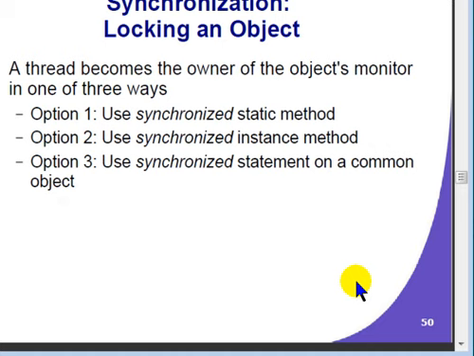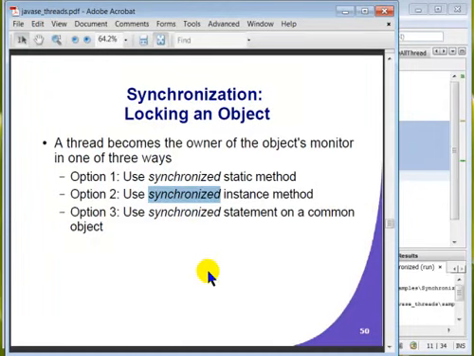If you don't understand what I meant by the synchronized object, that's fine. We are going to look at some examples and you'll have a better understanding. Now, a thread becomes the owner of the object monitor, the synchronized lock, in one of three ways. First, using synchronized with a static method. Option 2 is using synchronized on an instance method. The third scheme is using synchronized on a common object. Let's take a look at each of these in a bit more detail.